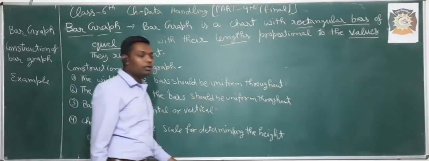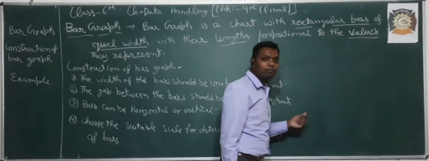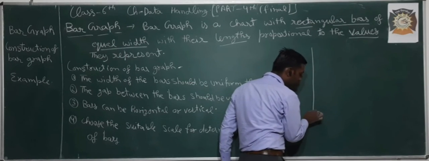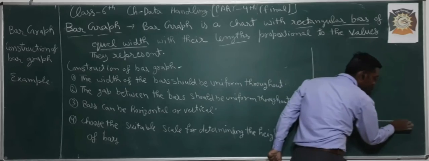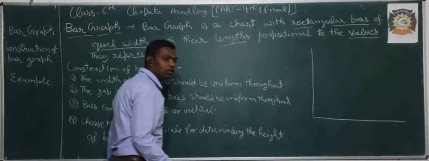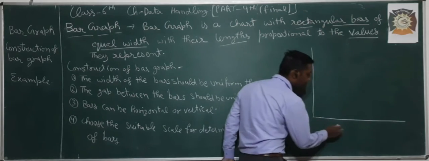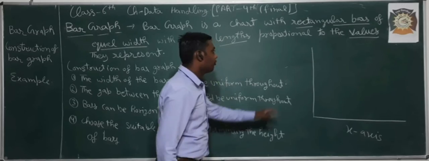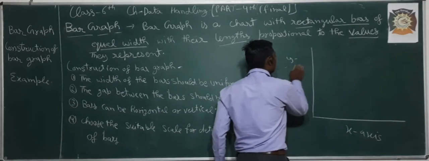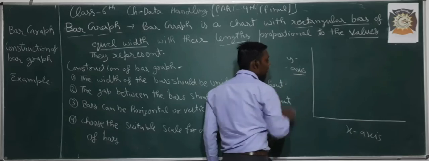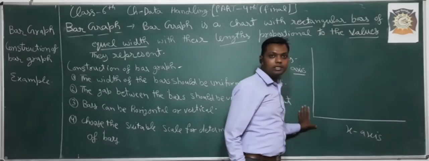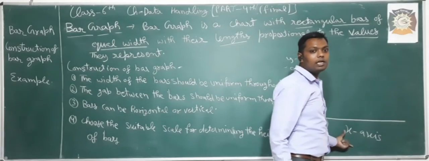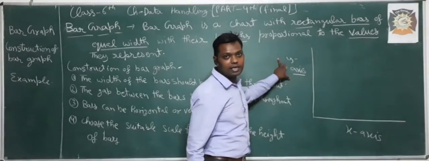To represent a bar graph, first of all we have to construct two lines which are mutually perpendicular to each other. That is, we have to draw one vertical line and one horizontal line, perpendicular to each other. The horizontal line is called the x-axis and the vertical line is called the y-axis. I repeat again, we have to draw two lines which are perpendicular to each other, and the horizontal line is called the x-axis and the vertical line is called the y-axis.